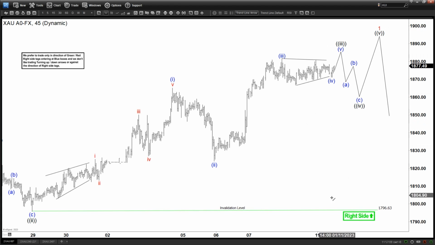So a couple of things here. The idea is if you look at the shorter cycle, then as long as this level 1796 is holding, we should continue to see more upside. And if there is any pullback in between, the pullback will continue to find support in the shorter cycle and continue to extend on the upside.